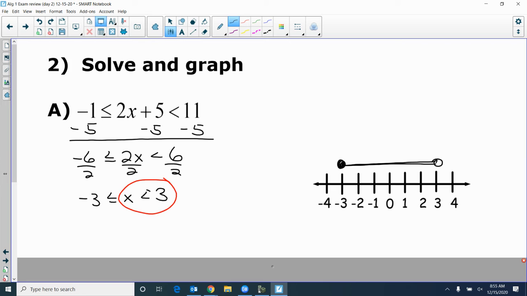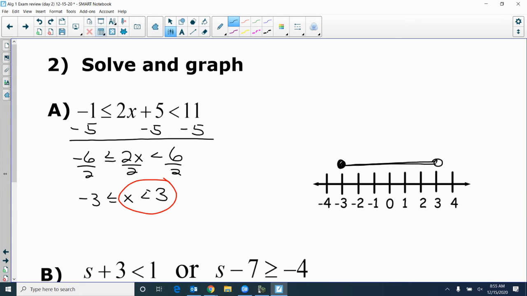-1 is smaller than 5, and that's smaller than 11. So those are the only numbers that you'll plug in that'll make that middle value fall between -1 and 11. Okay, so this one's a little bit different. We call this a compound inequality. So it's got to satisfy both of them. So you would shade in the middle there.